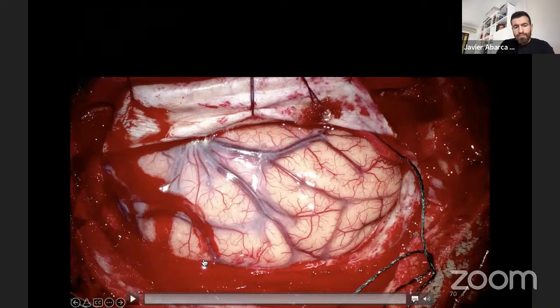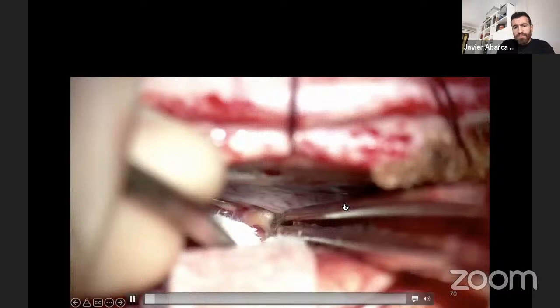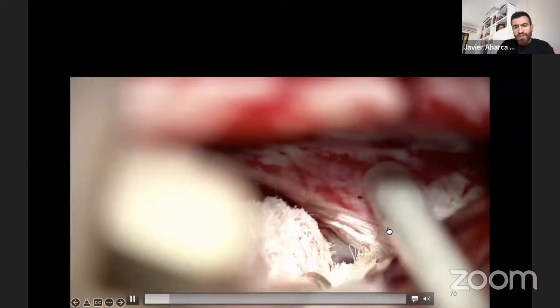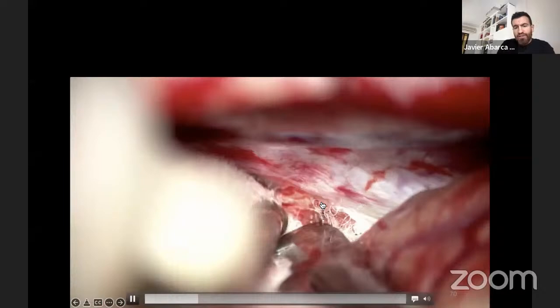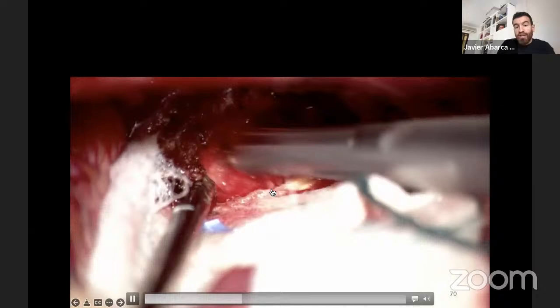Here, the surgical video. After retracting inferiorly the occipital lobe, we reach the tentorial surface where we try to find the position of the straight sinus with the Doppler device, and always below and parallel to the straight sinus, we open the tentorial incisura and we find directly the tumor. So we were very happy with this approach because we were not very sure that we were going to find directly the tumor after opening the tentorium.